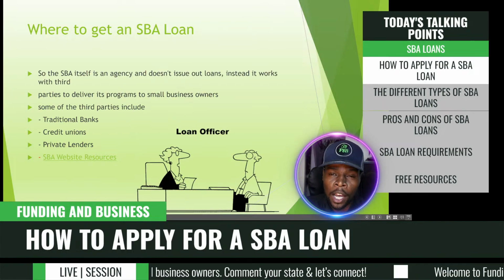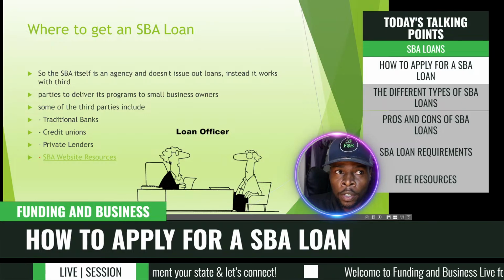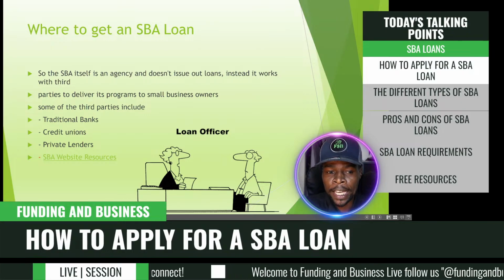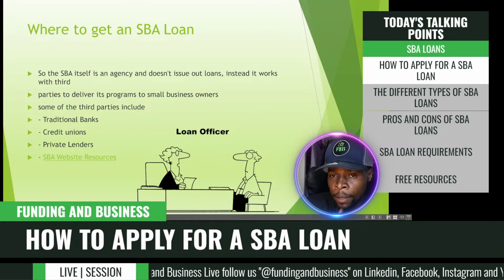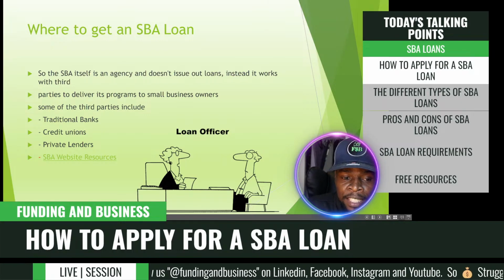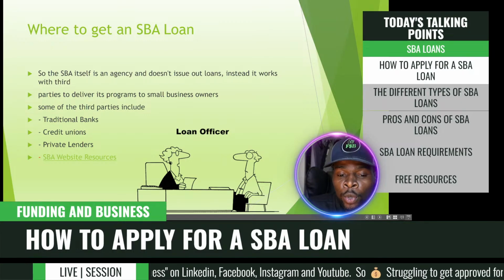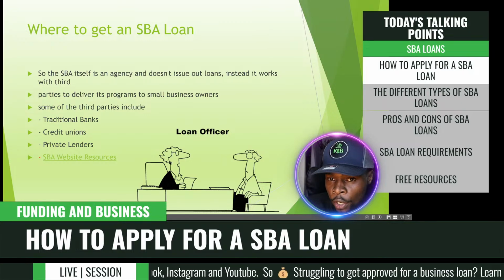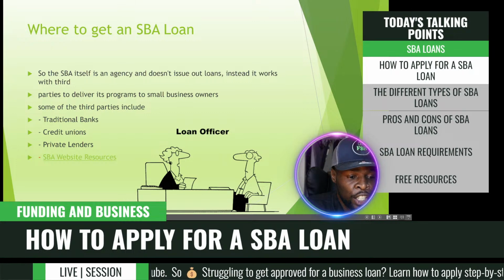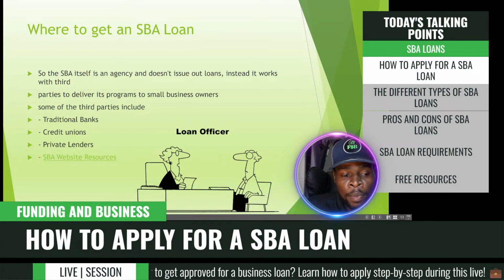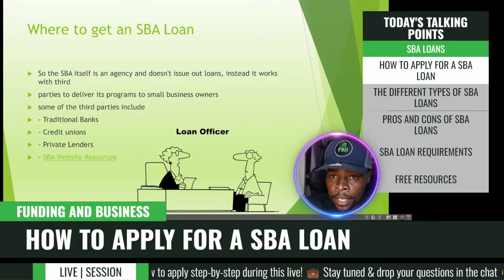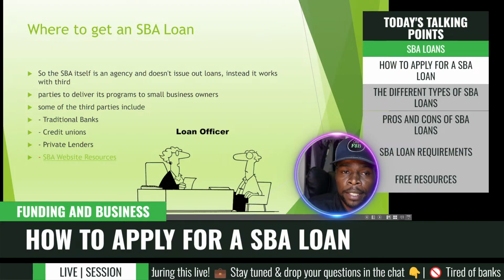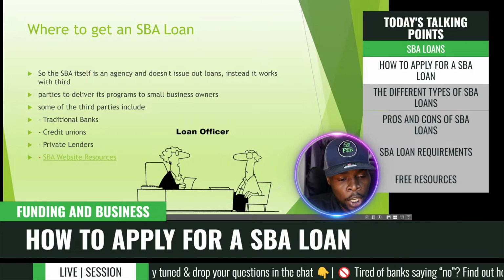Now, I know what you're thinking, like I've talked all that stuff, but where do you actually get an SBA loan? Which is a very, very good question. So, as I mentioned earlier, the SBA itself is an agency and doesn't really issue out loans. Instead, it works with third parties. This can include traditional banks, credit unions, private lenders, and any institution willing to work with the SBA agency to act as a third party to issue out loans.